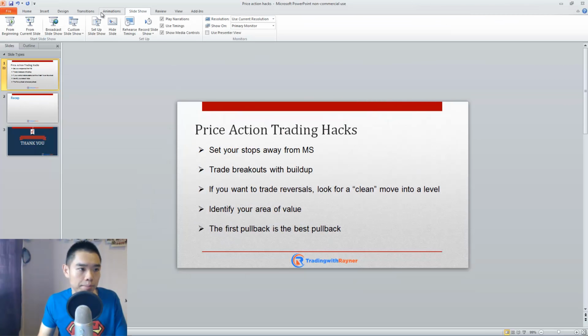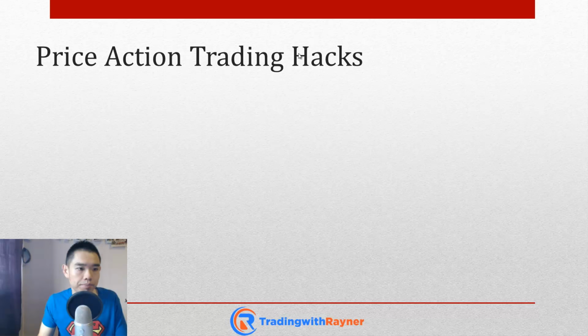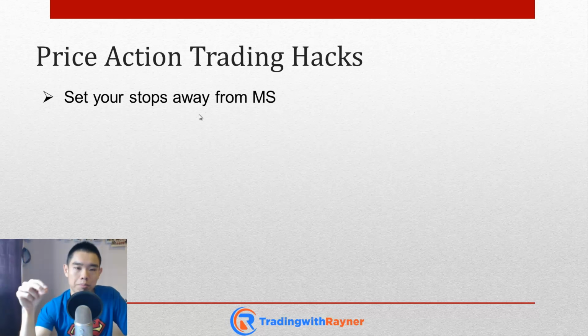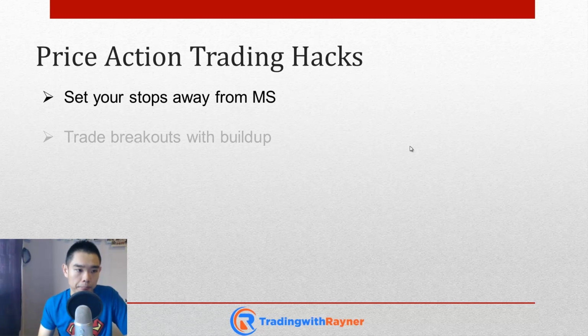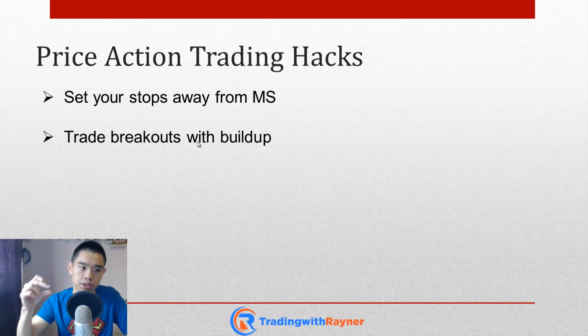So let's do a quick recap. Okay, quick recap. First one, set your stop loss away from market structure. That is the first tip that I have for you. Because if you just set it below the lows or above the highs, it's very easy to get triggered. Second one you want to be doing is trade breakouts with a build up, a tight consolidation. This offers you a better risk to reward and a nearer place to set your stop loss.